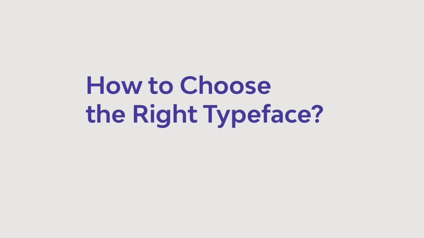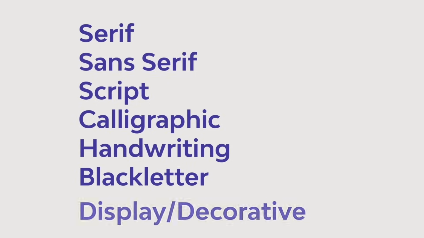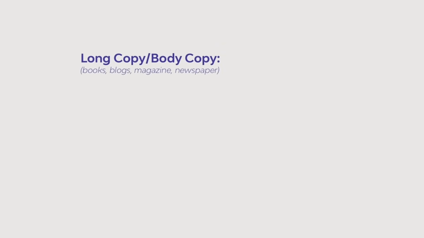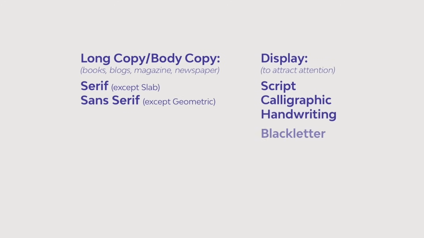So how do you choose the right typeface? With this classification, we can see that fonts come in all shapes and sizes and can evoke specific feelings. If you're looking for typefaces suitable for long copy, like books, blogs, magazines, or newspapers, you will want to use a serif or a sans serif font. With the exception of slab serifs and geometric fonts, these tend to be legible at a smaller size. Anything outside of these two categories can be used as display fonts. These should be used sparingly and only to attract attention because they tend to be more elaborated.